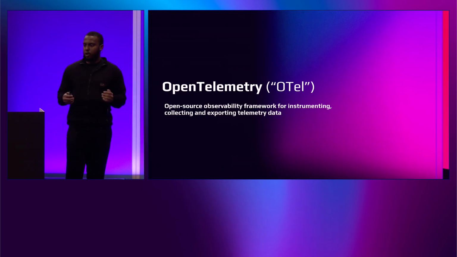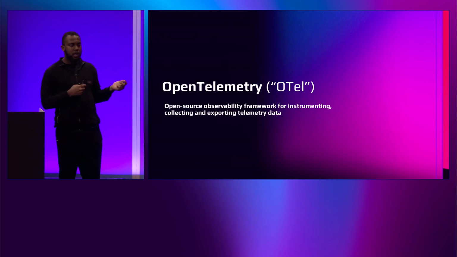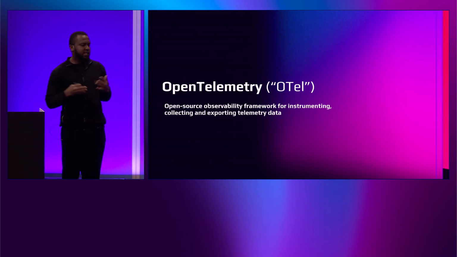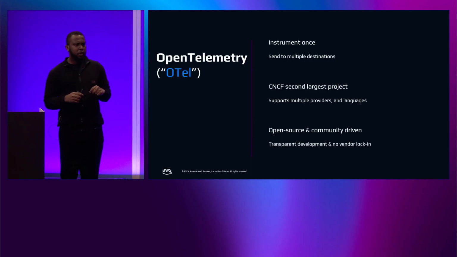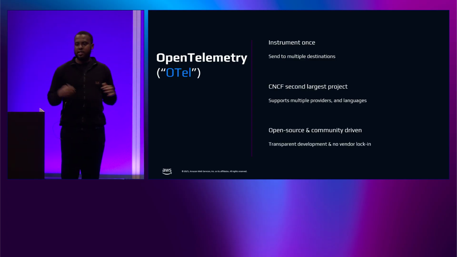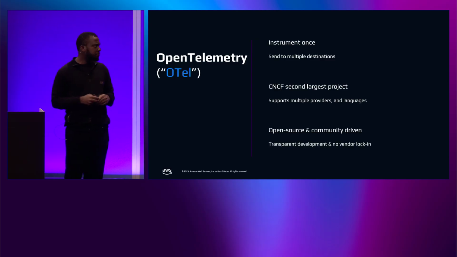Observability is a very broad topic, and that's why we have OTel, that's OpenTelemetry. It's a standard way of instrumenting, the framework for instrumenting collection and exporting of telemetry data. It's very important because it allows us to instrument once within our application and send to multiple different locations. It could be AWS services like X-Ray, Amazon Managed Prometheus, or other third-party AWS partners.